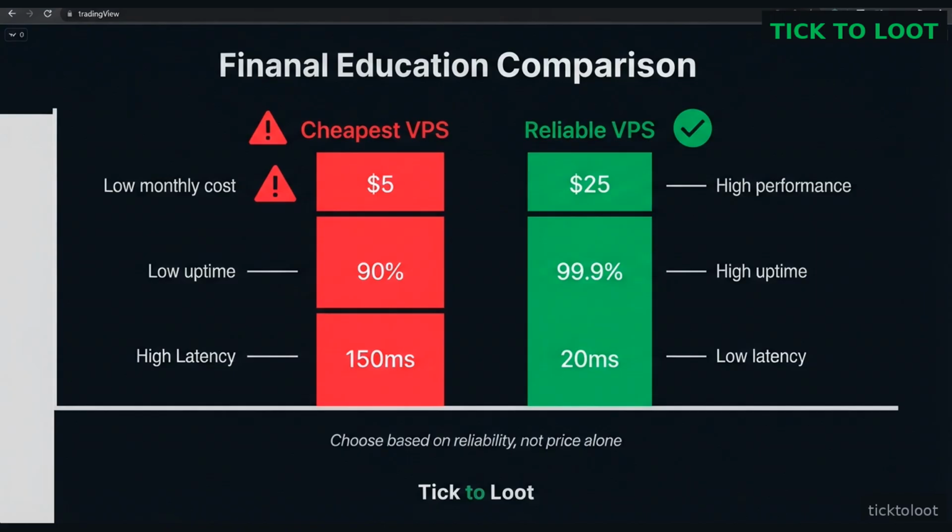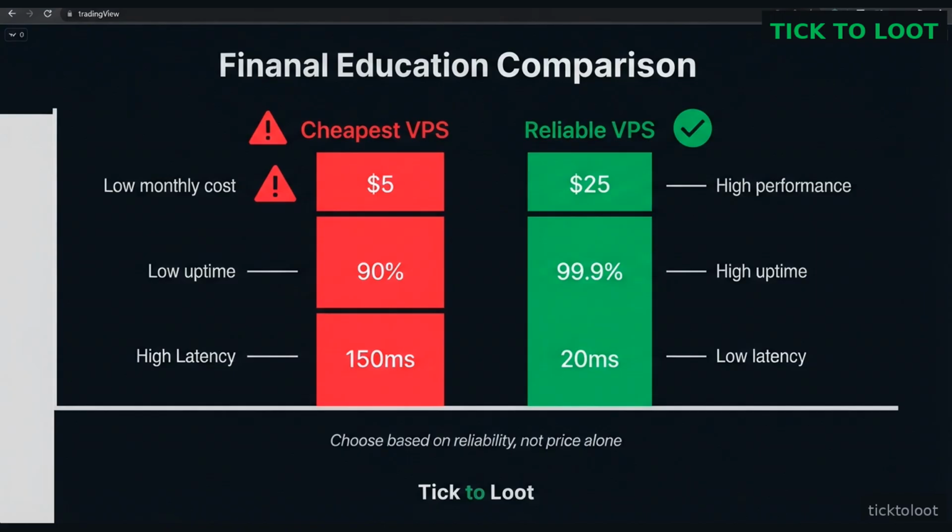On the right side, a reliable VPS costs more, say $25 per month, but it offers 99.9% uptime and latency as low as 20 milliseconds. Those numbers mean the server is almost always on, and your trade orders reach the broker almost instantly.